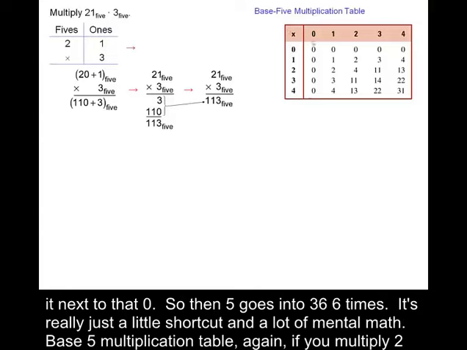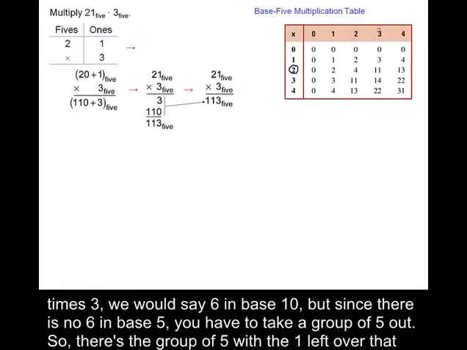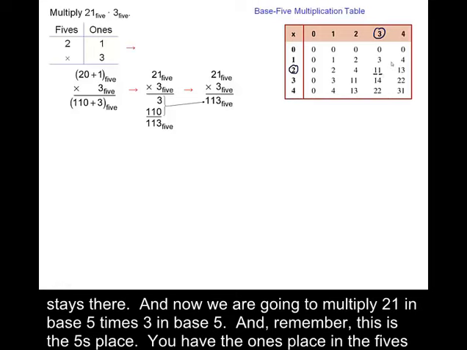Base 5 multiplication table. Again, if you multiply 2 times 3, we would say 6 in base 10, but since there is no 6 in base 5, you have to take a group of 5 out. So there's the group of 5 with the 1 left over that stays there. And now we're going to multiply 21 in base 5 times 3 in base 5. And remember, this is the 5's place. You have the 1's place and the 5's place.